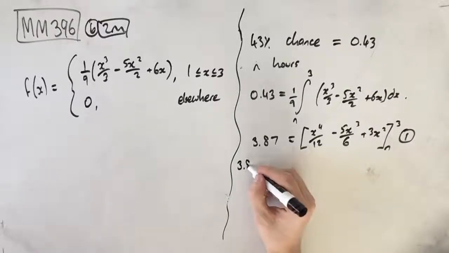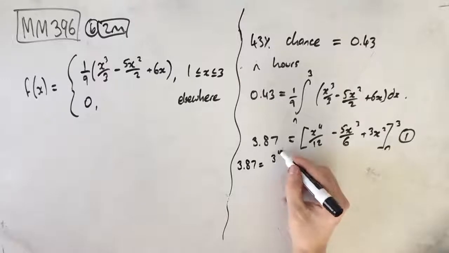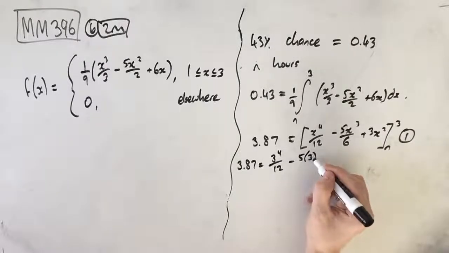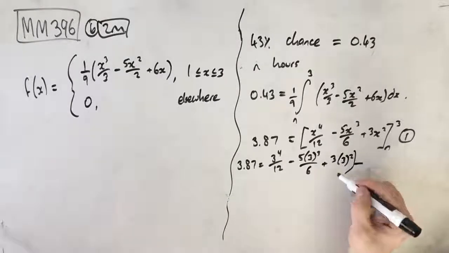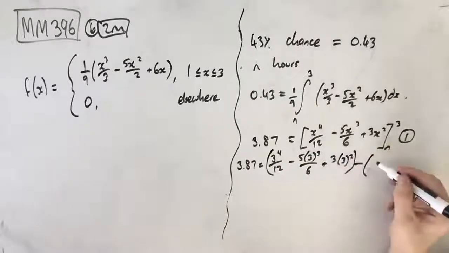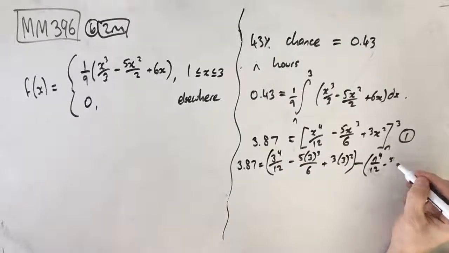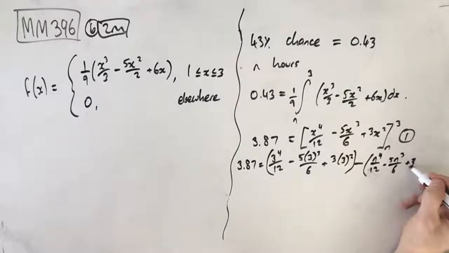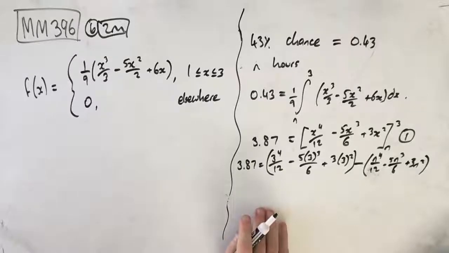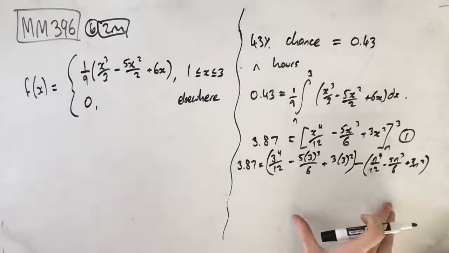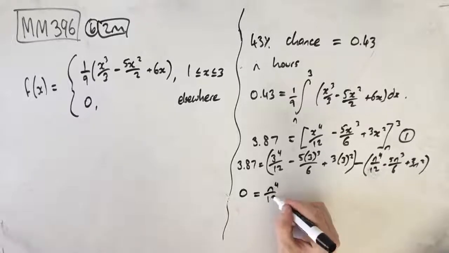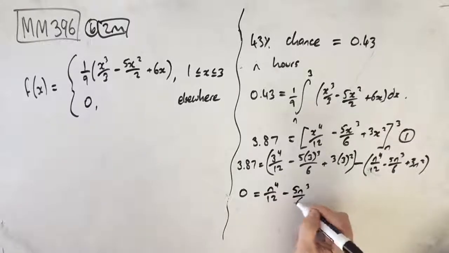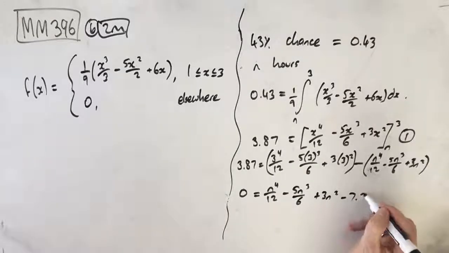So what we need to do is sub in our 3. So we get 3.87 equals 3 to the power of 4 over 12, take 5, 3 to the power of 3 over 6, plus 3 squared, minus, so that's all in brackets, minus, and then we sub in our n. So n to the power of 4 on 12, take 5, n to the power of 3 on 6, plus 3n squared. And then we can just solve this as we go. So merging all of this stuff together, which you can do in your CAS, what you get is 0 equals n to the power of 4 on 12 minus 5n cubed on 6 plus 3n squared take 7.38.